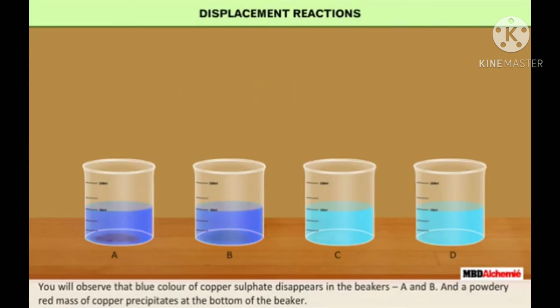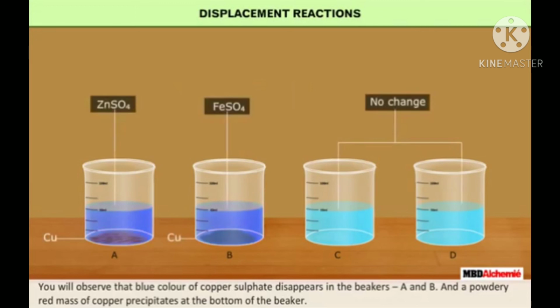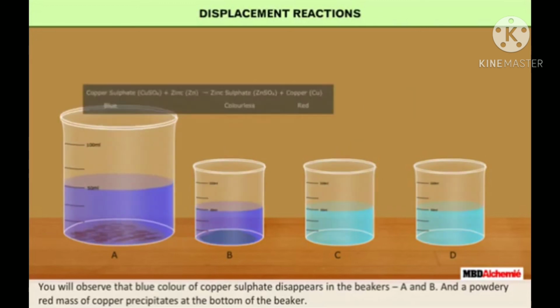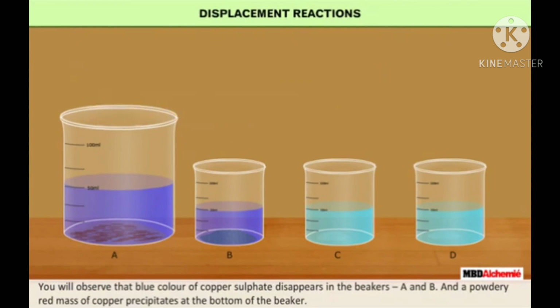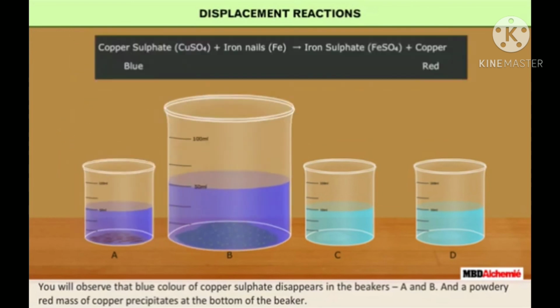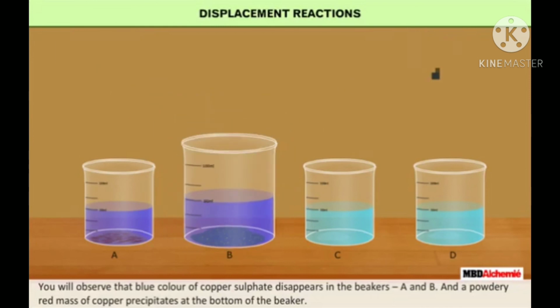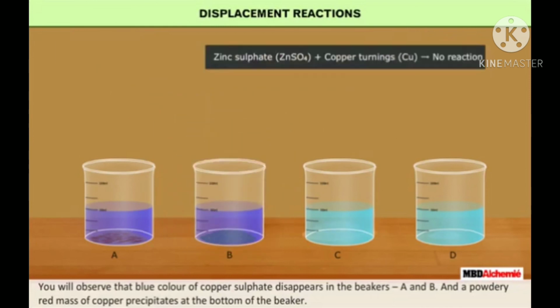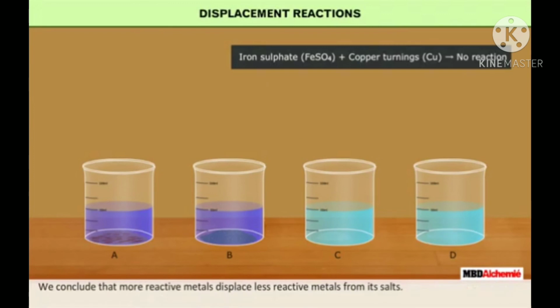You will observe that in beakers A and B, the blue color of copper sulfate solution disappears and a powdery red mass of copper is deposited at the bottom of the beaker. We conclude that a more reactive metal can replace a less reactive metal, but a less reactive one cannot replace a more reactive metal. Zinc and iron are more reactive than copper.